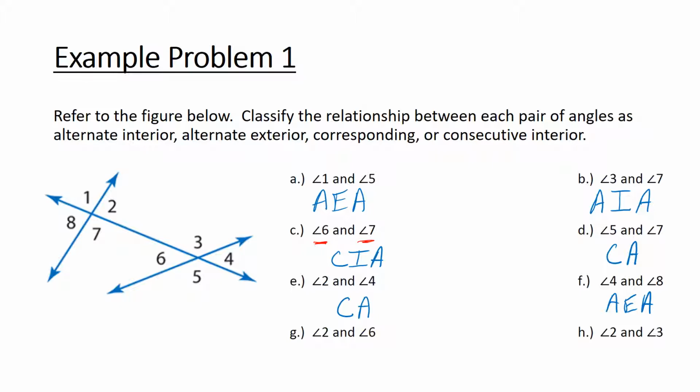Then we look at angle 2 and angle 6. They are alternate, different sides of the transversal. They are both in the interior, so they are alternate interior angles.